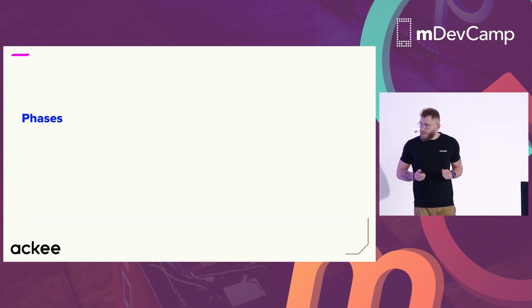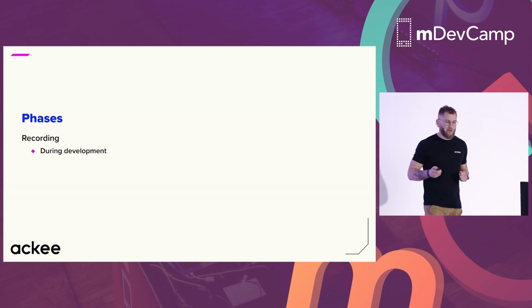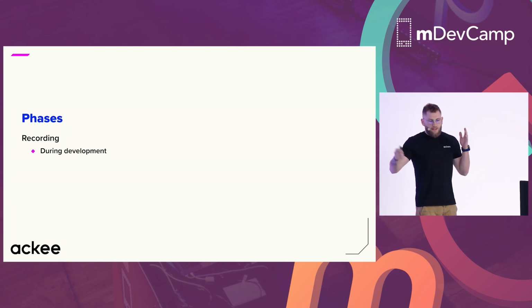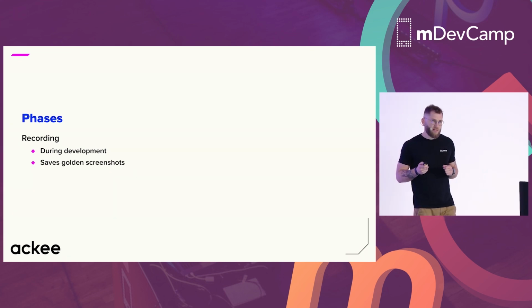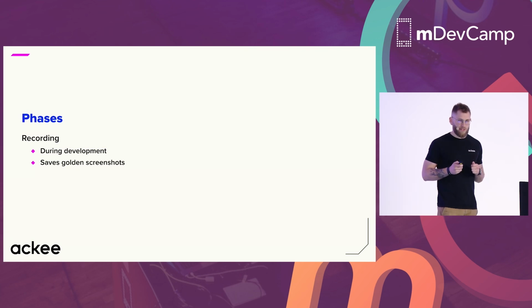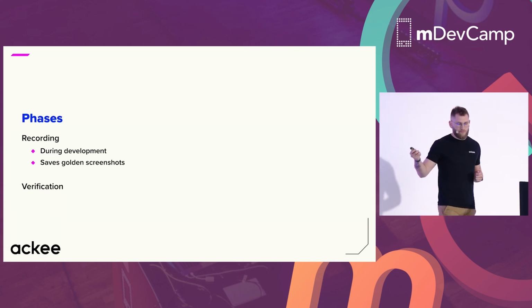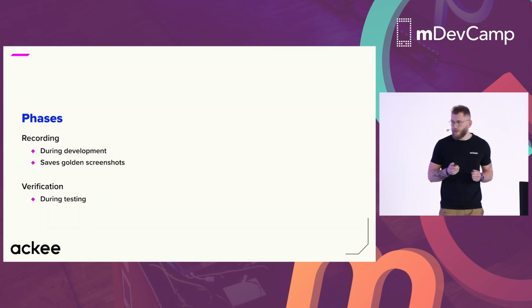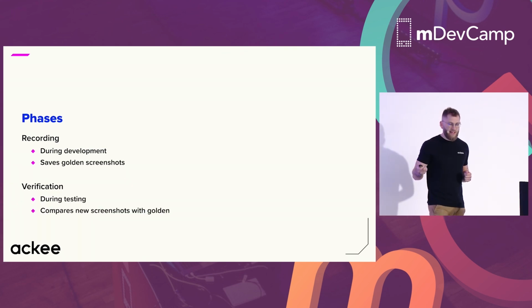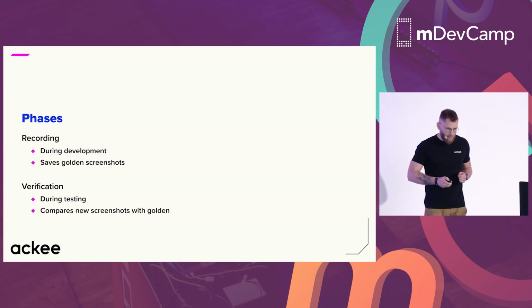We have two phases during screenshot testing. One of them is recording, which happens usually during the development, where you take these images and you store them to some storage, and usually these screenshots or images are referred to as golden screenshots. And then there is another phase called verification, and this usually happens during testing, for example, on the CI, where you will take these images again and you will compare them with the golden ones.